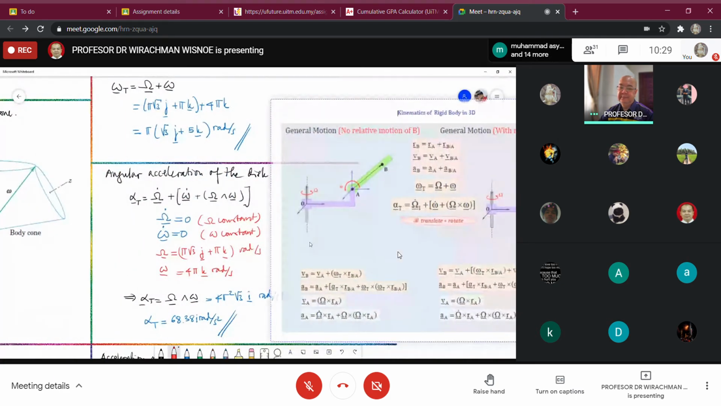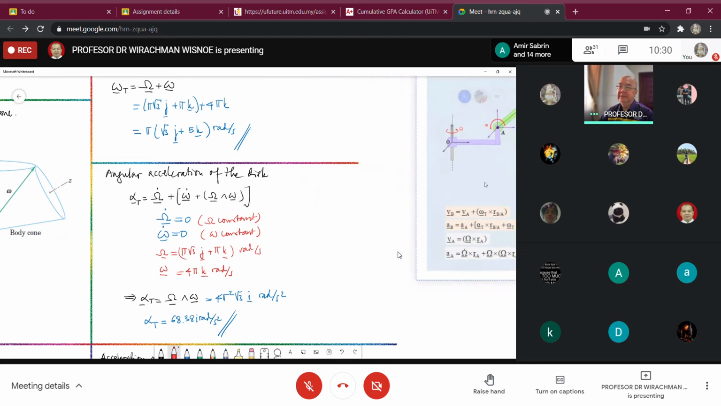The angular velocity, you use this one. Okay. So the angular velocity is the angular velocity of the frame one, fixed frame, plus the relative motion. Okay, so this one. Since capital omega dot and small omega dot are 0 because omega is constant, both, we have only this term.